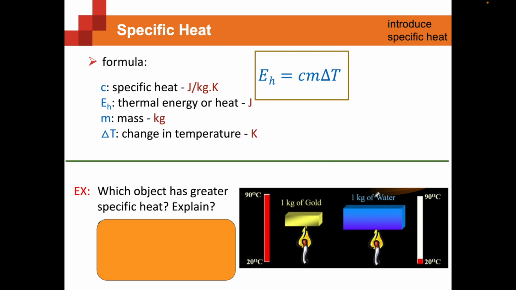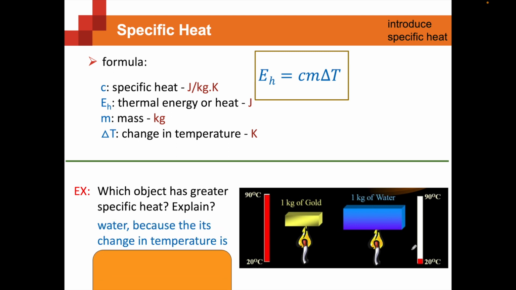Out of these, which one will have a bigger specific heat? In this example, we have 1 kilogram of gold and 1 kilogram of water. Which one has a greater specific heat? Well, you can see that the kilogram of gold goes from 20 to 90 degrees with this match, but the water barely increases at all. So in this case, we can see that water has the bigger heat capacity because the change in temperature is less than it would have been with the gold, which has more change of temperature. So, there's a quick example here.